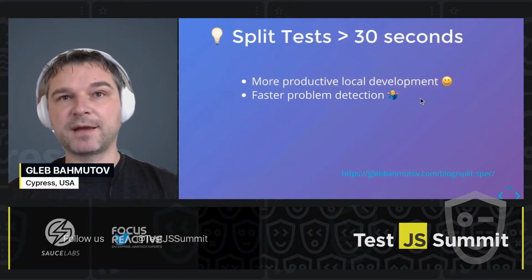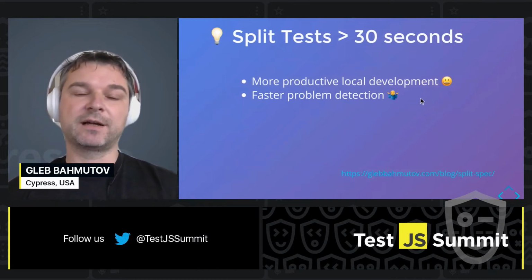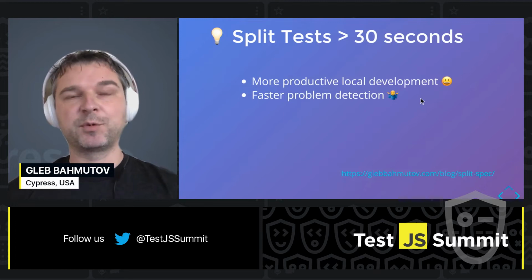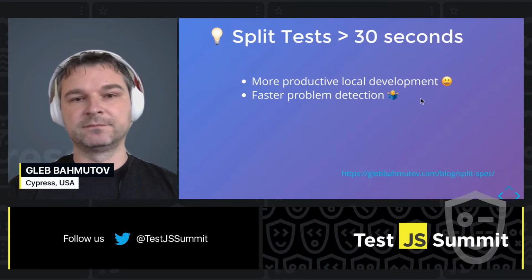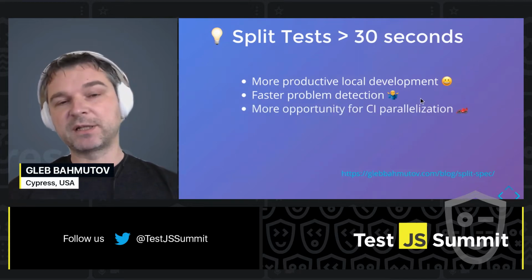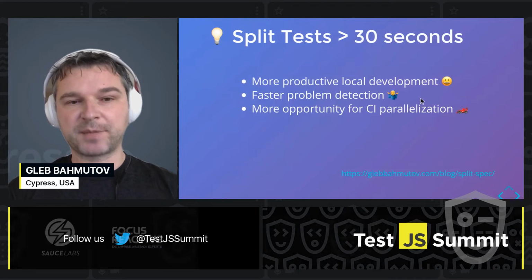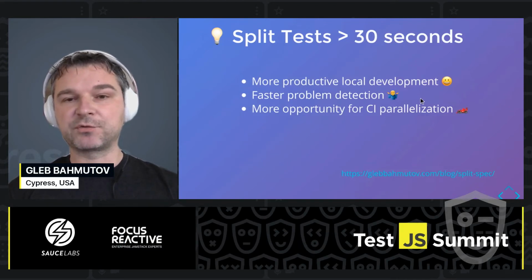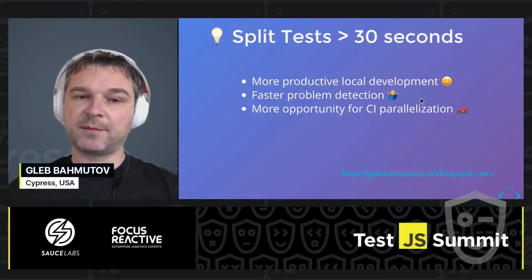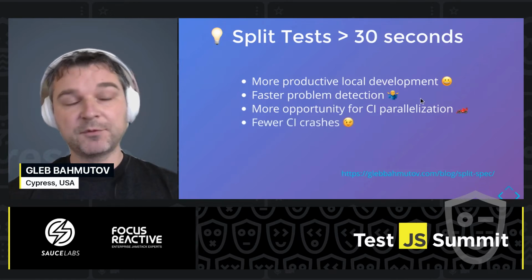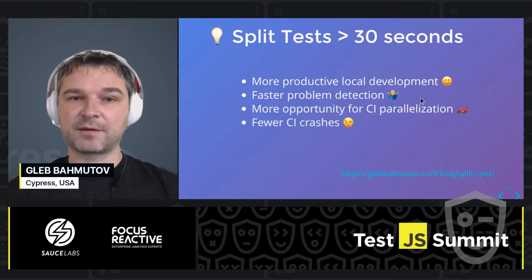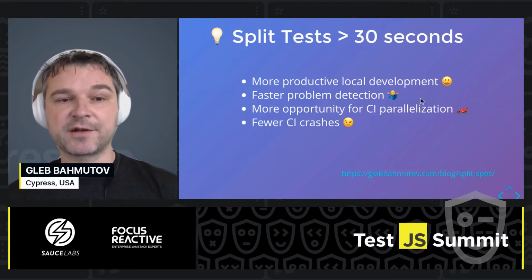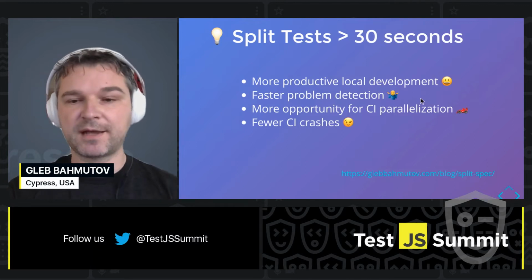If you split the long tests into smaller ones, you will actually detect the problem faster, because when the test fails, you'll know exactly which feature has failed. If you split longer spec files into shorter spec files, then your CI will be able to run those spec files in parallel, speeding up the overall test run. And to be honest, the longer the test is, the higher is the chance that the browser will run out of memory and crash. So you'll have fewer CI crashes if you use shorter specs.